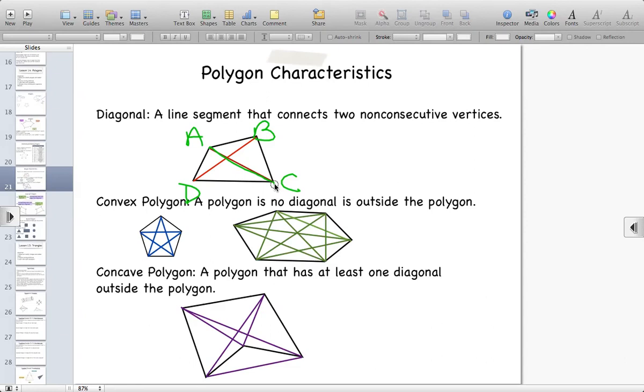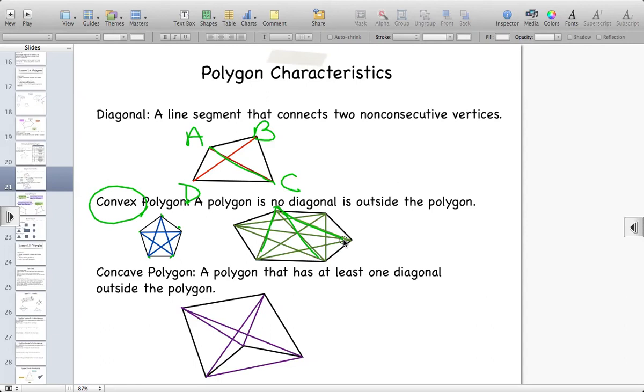If it's a convex polygon, a convex polygon is a polygon where no diagonal is outside the polygon. Notice that at any given vertex that I start at, if I draw diagonals, none of them ever go outside the shape. Same thing here with this octagon or hexagon. None of the diagonals ever go outside.